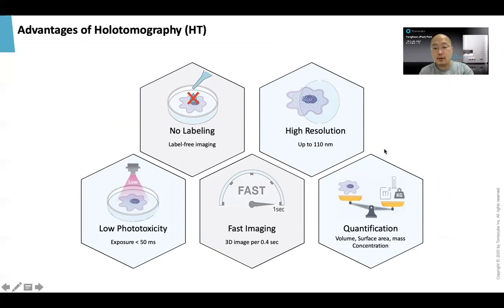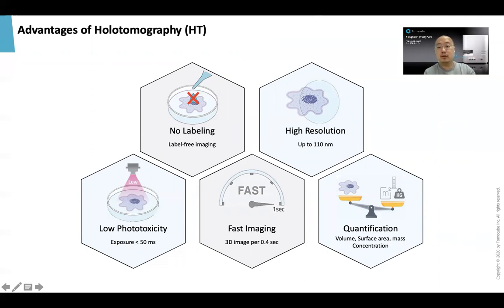Our spatial resolution goes down to 110 nanometers, because in terms of the three-dimensional reconstruction, some of the high diffraction angles can be considered. We call this the synthetic aperture effect. So our spatial resolution goes beyond the diffraction-limited spot size determined by the objective lens numerical aperture.